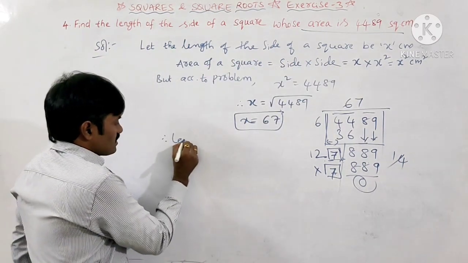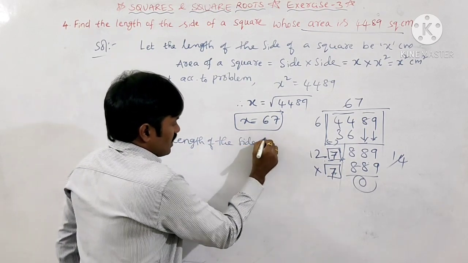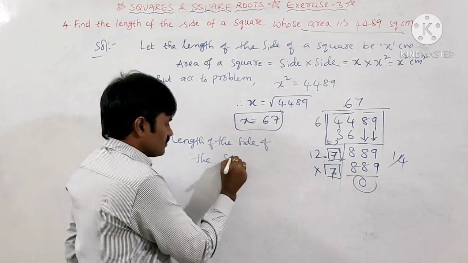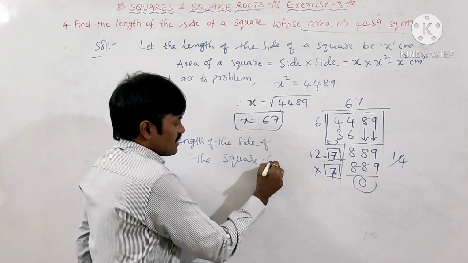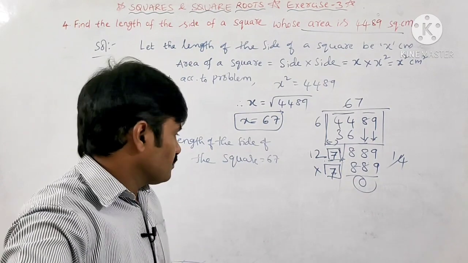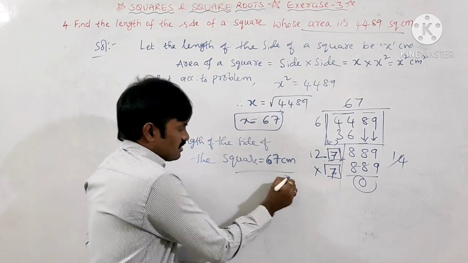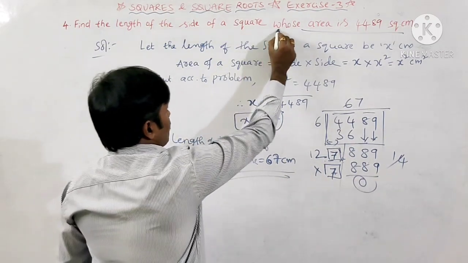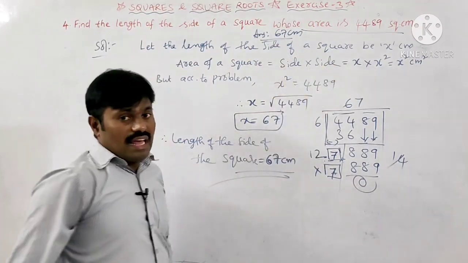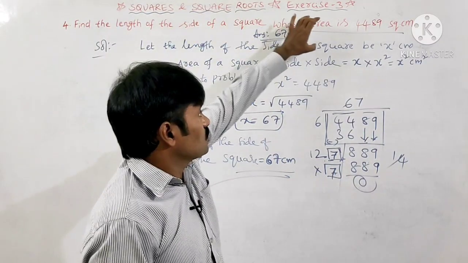Therefore, the final answer: the length of the side of the square is equal to how much? 67 centimeters. This is the required answer. So what is the final answer? 67 centimeters is the answer.